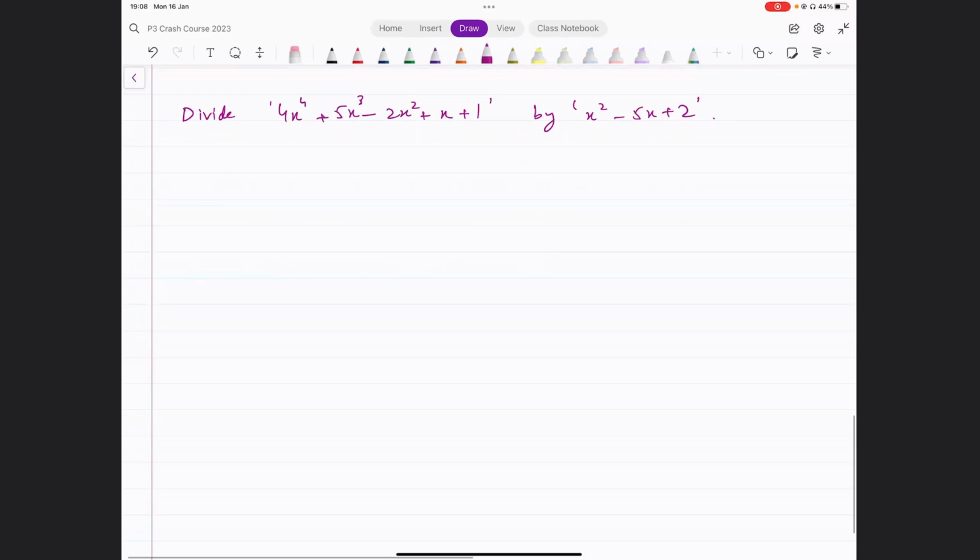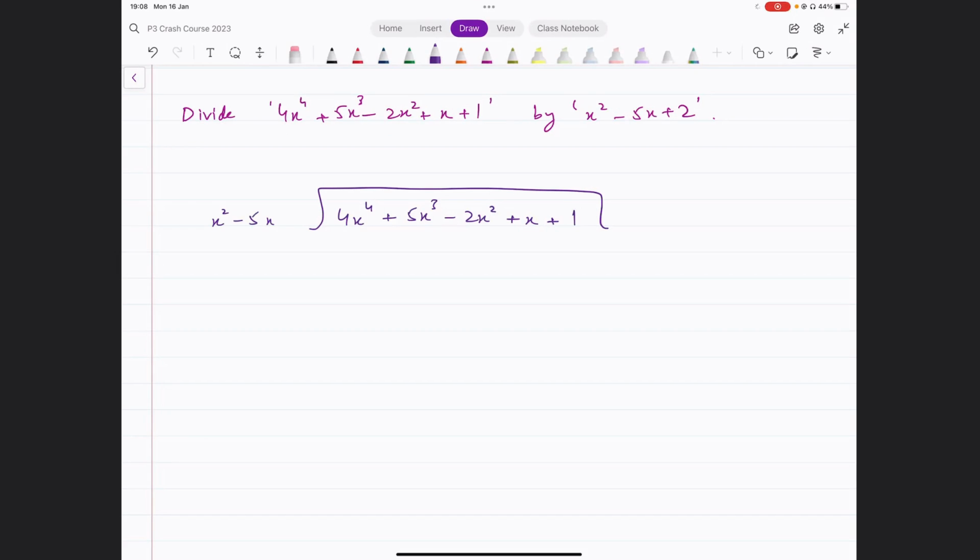Again, how do we start? We make that structure. We write the dividend in the middle here. It's 4x raised to power 4 plus 5x cubed minus 2x squared plus x plus 1. Divide this by x squared minus 5x plus 2.